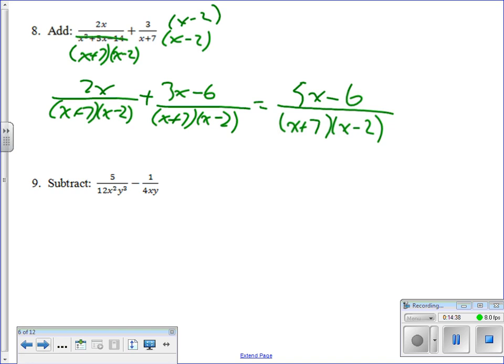Always look, can I factor and simplify? I can't, so I am done. But you do want to check, can I factor? Once I combine things up, can I factor the numerator and cancel with anything in the denominator? I cannot.